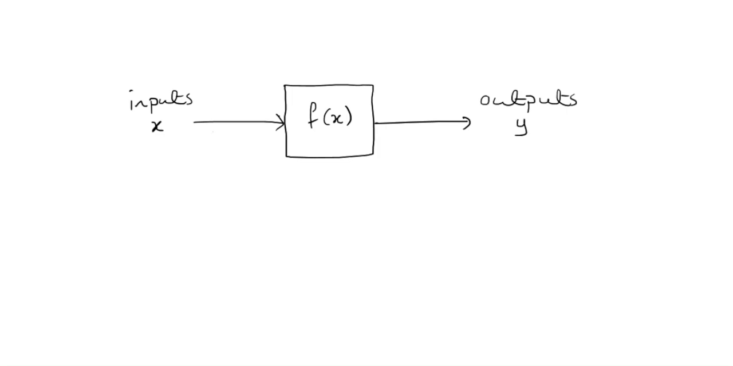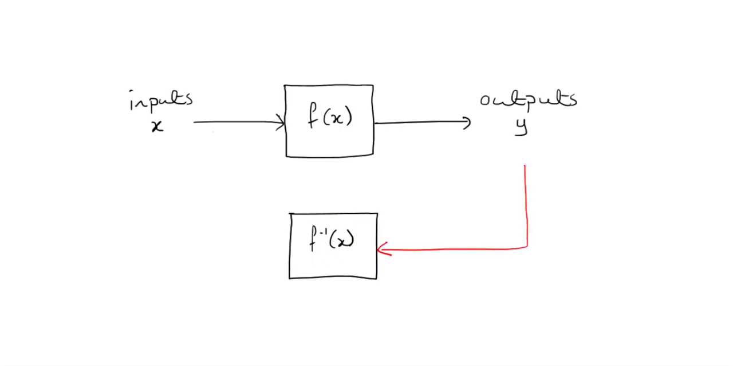So what does an inverse function do? Well, it just inverts that order. It takes you from the outputs back to your inputs. We call the inverse function f minus 1 of x. So that's our inverse function. What does it do? It takes the outputs of the original function as inputs and returns as outputs the original inputs to the function. So an inverse function takes you from your outputs back to your inputs.